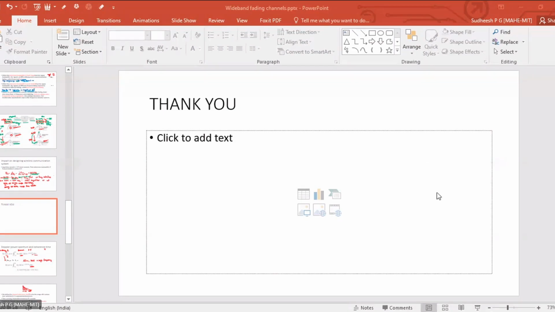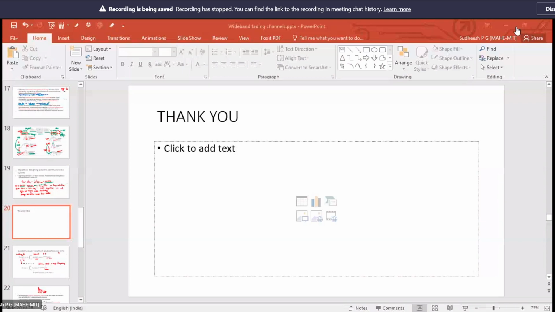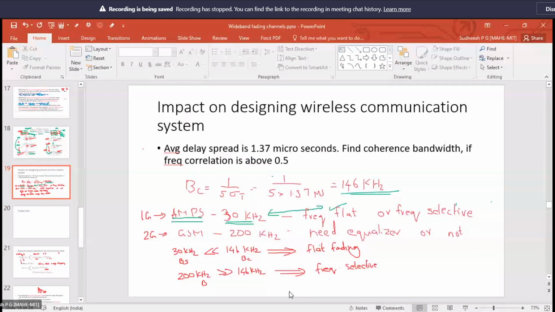Sir? Yeah, just a second. Yes, tell me. When we are talking about frequency correlation should be above 0.5 or above 0.9, what exactly do we mean?